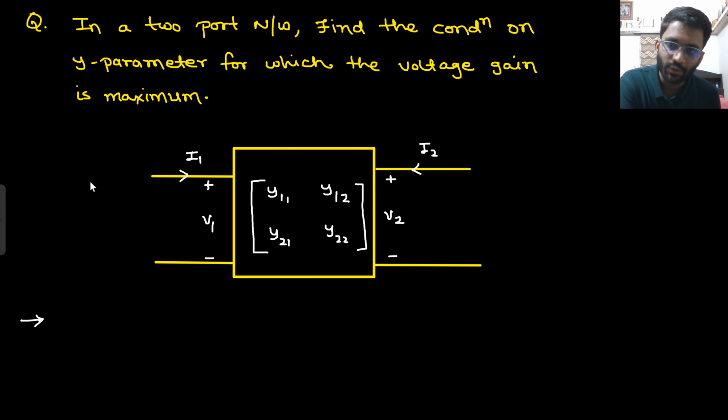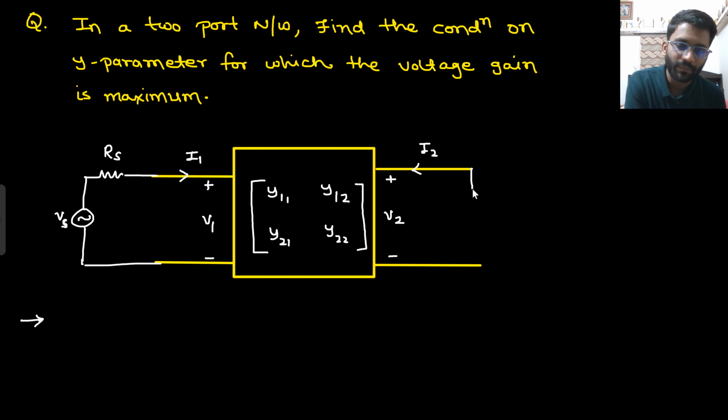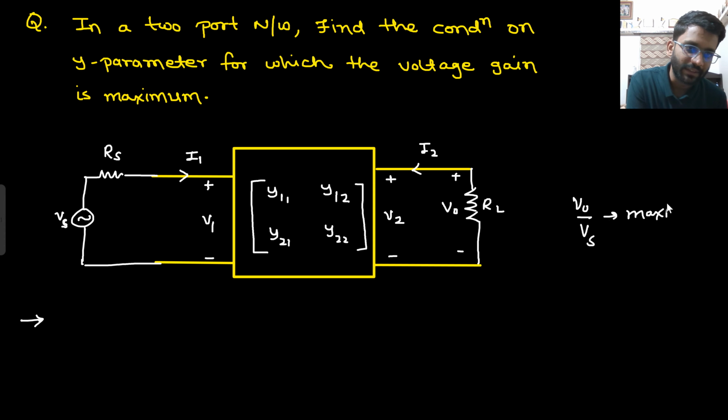So let's just assume we apply some source voltage, and that source voltage will have some source resistance as well. This is having Rs, this is the source voltage, and then at the load we are having some output. This is a load RL where we are collecting the output. What do we need to do? We need to maximize V naught by Vs.